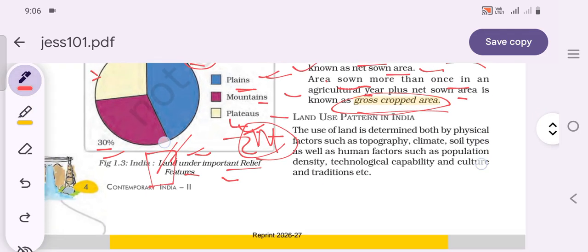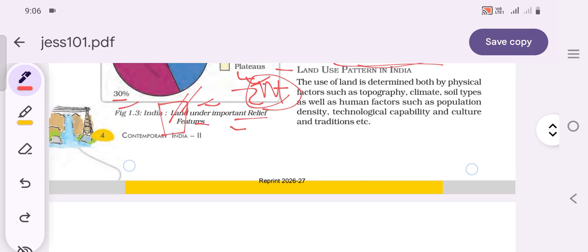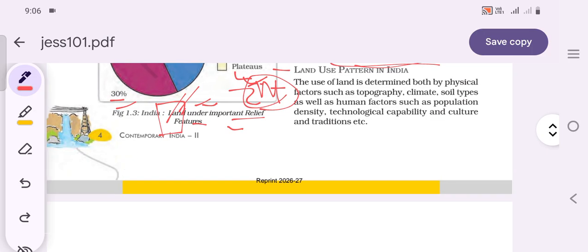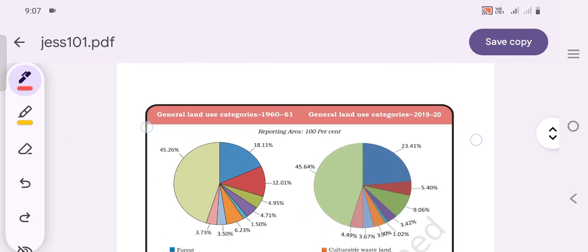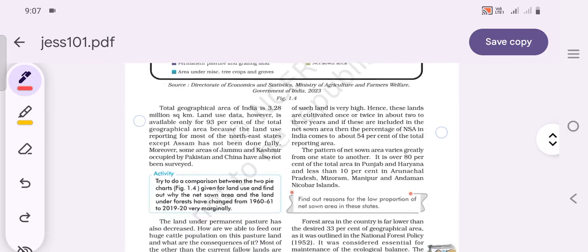Next, land use patterns in India. The use of land is determined by physical factors such as topography, climate, and soil types, as well as human factors such as population density, technological capability, and culture and tradition, etc. You just have to remember these points. Okay, next.